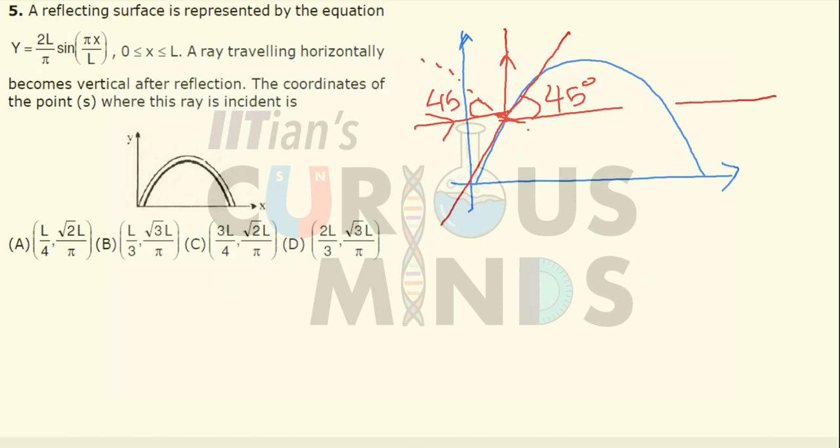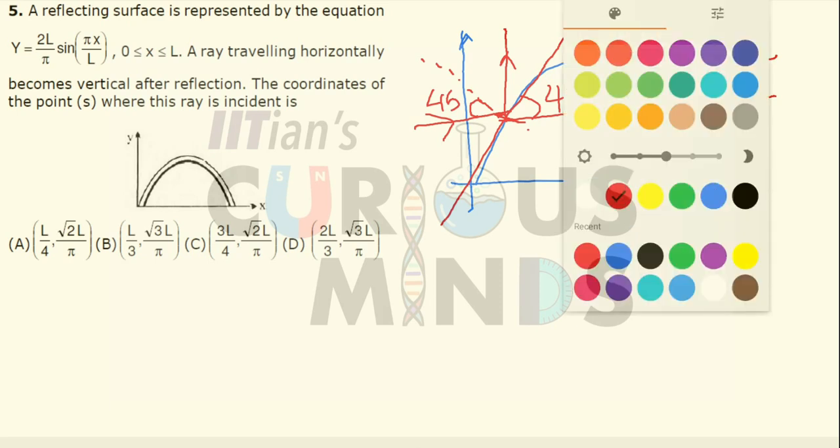In the second case, when the ray is traveling from right to left, it again gets reflected, and again the incident ray will make an angle of 45 degrees. So I can say that now the reflecting surface is making an angle of 135 degrees with the horizontal. Let us find out the two scenarios.